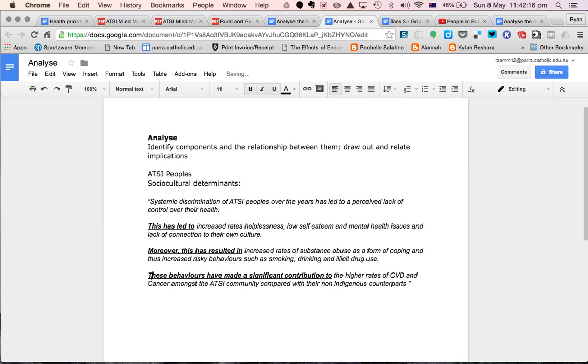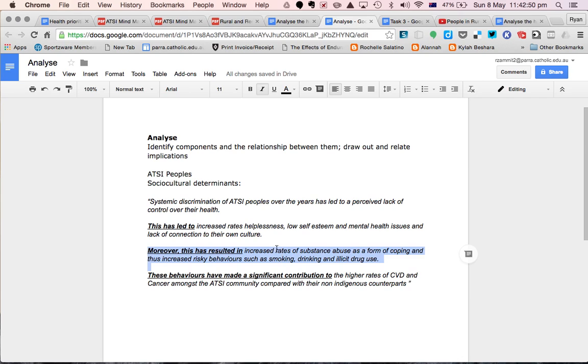You can see that that's another way of getting to the implications. So this has led to increased rates of helplessness, low self-esteem, mental health issues, and lack of connection to their own culture. So that's an implication. And then you can see that the person has actually gone on, used this word moreover to indicate that they're still going, and drawing out another implication.